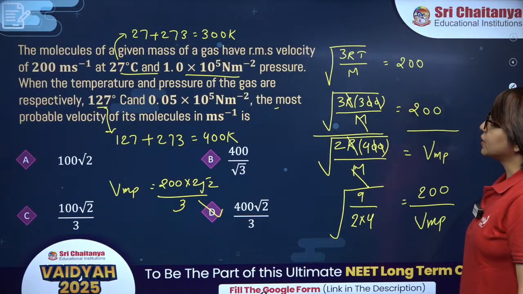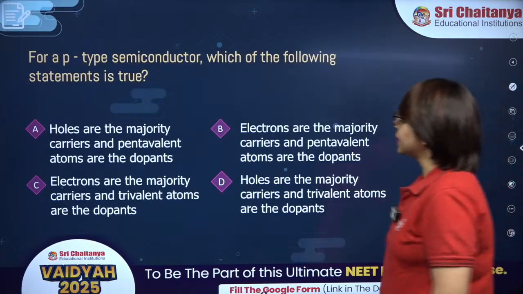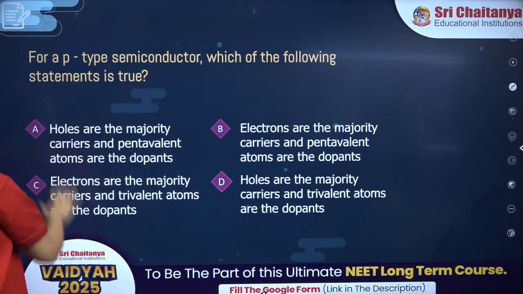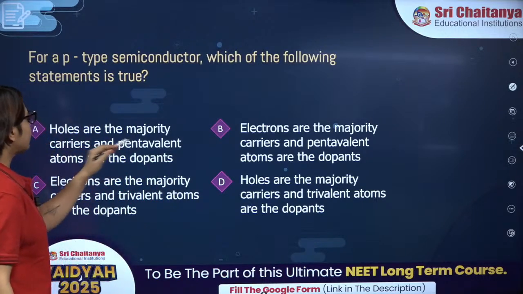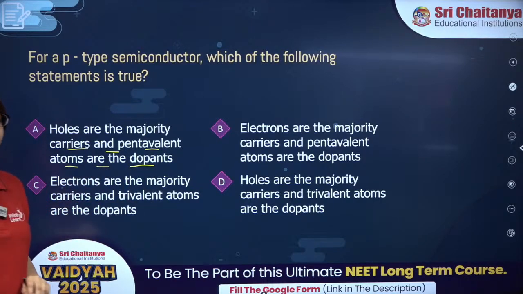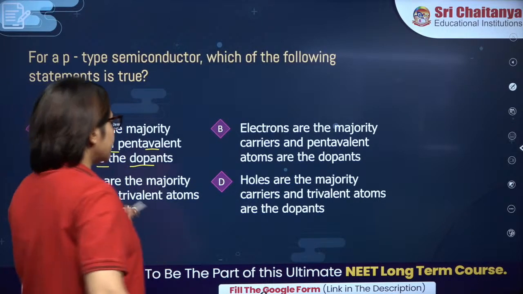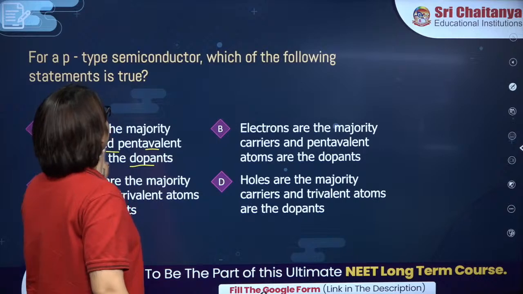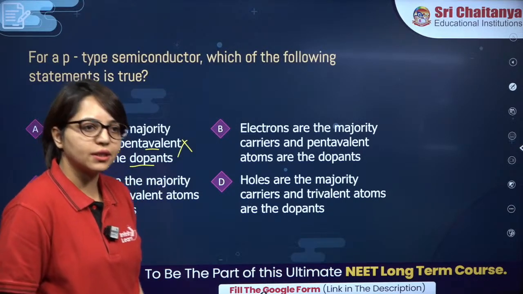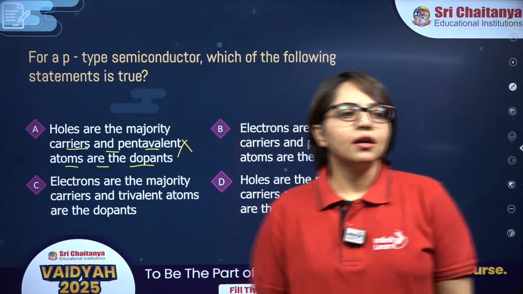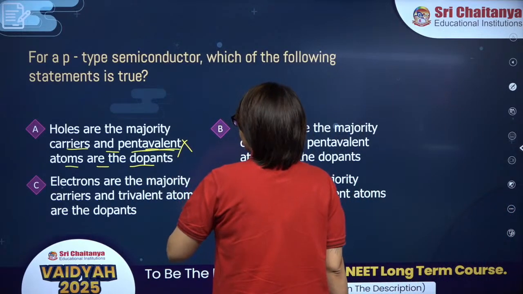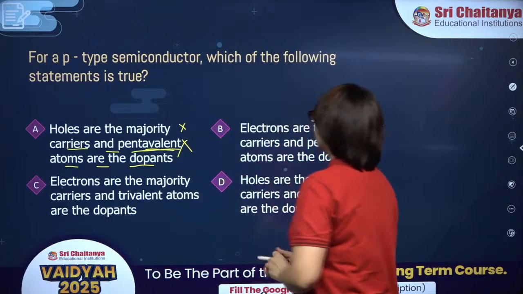Chaliye, let's move on to the next one. For a p-type semiconductor, which of the following statements is true? Statement 1: holes are the majority carriers and pentavalent atoms are the dopants. In p-type, holes are majority carriers, of course, but pentavalent atoms are not the dopants, right? Here, trivalent atoms are dopants. So this is not correct.